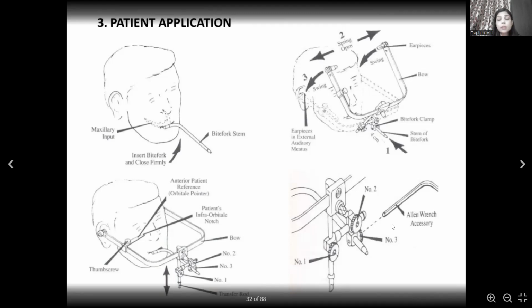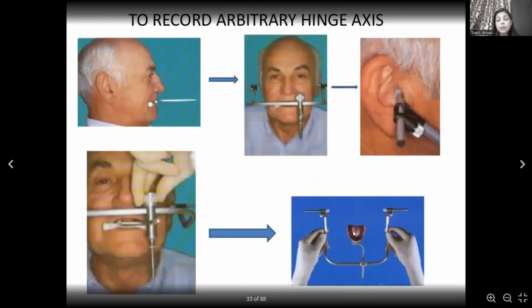And we should check that all the screws are tightened properly, otherwise it will affect the record. Like you can see in this, the bite fork is attached to the patient's mouth, and from the side, if you see, it is parallel. Then the U-shaped frame is inserted, with the earpieces inserted into the external acoustic meatus.